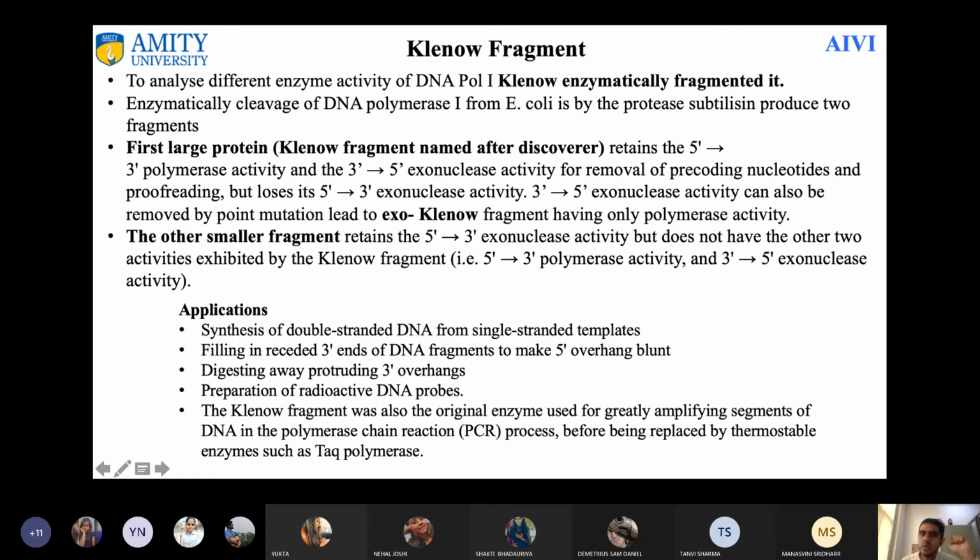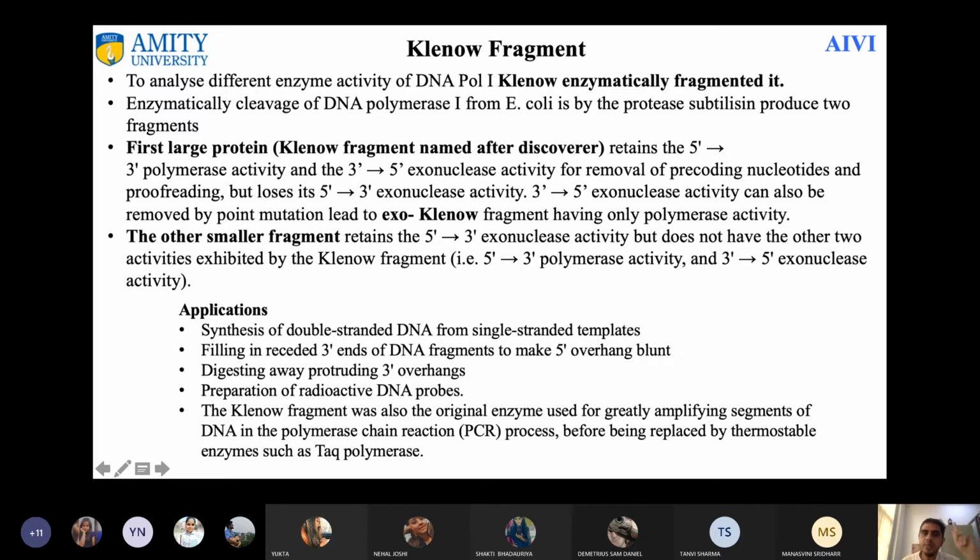So why are we calling it Klenow? Means the Klenow fragments are the fragments which are fragmented by the treatment of subtilisin. Okay, so this is called the Klenow fragment.